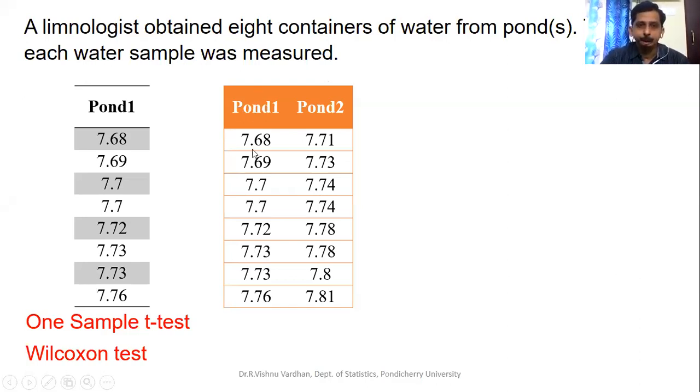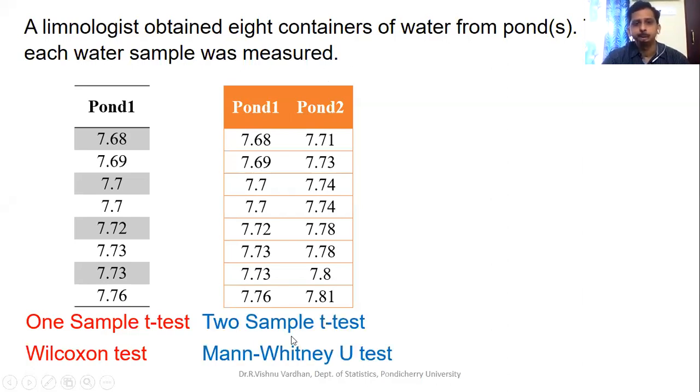Now we have two populations here. The water samples pertaining to pond 1 are one independent group, and pond 2 is another independent group. In order to compare the average pH concentrations of pond 1 and pond 2, you need to use the two sample t-test in a parametric way. If the assumptions of normality are not met, then you have to use the Mann-Whitney U-test.